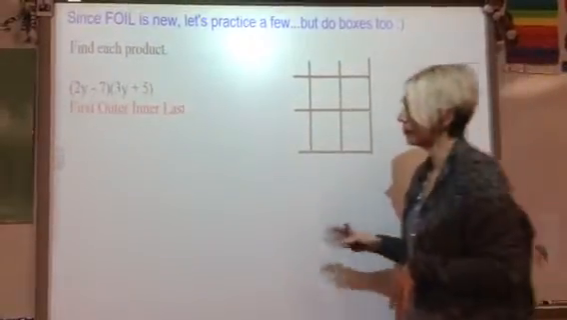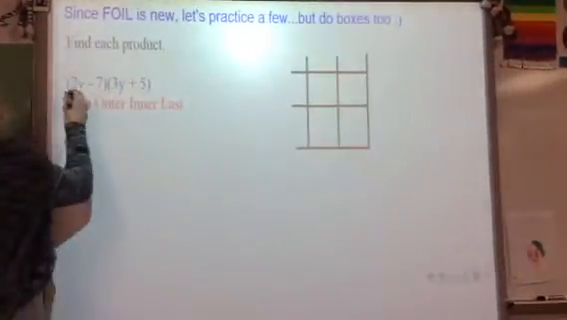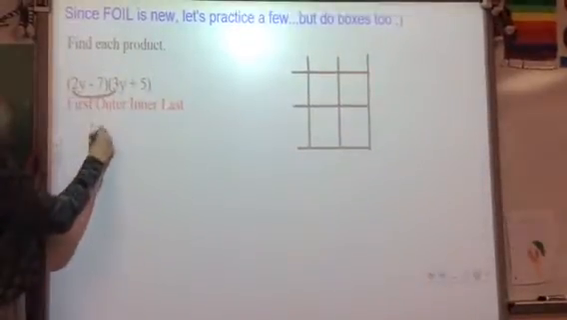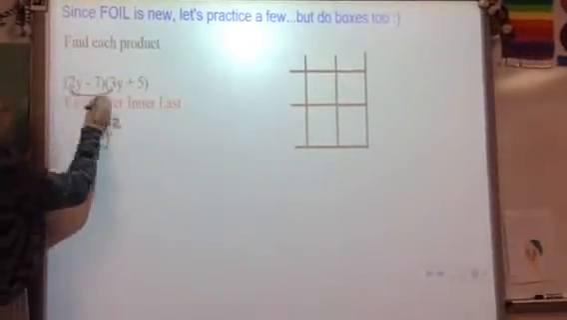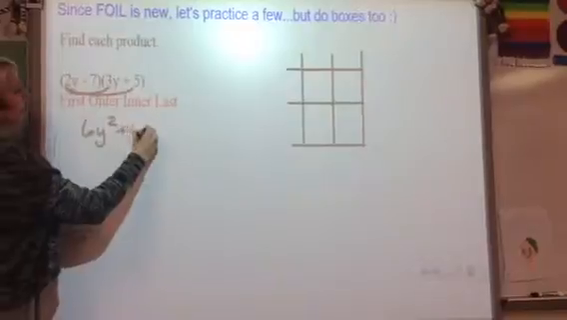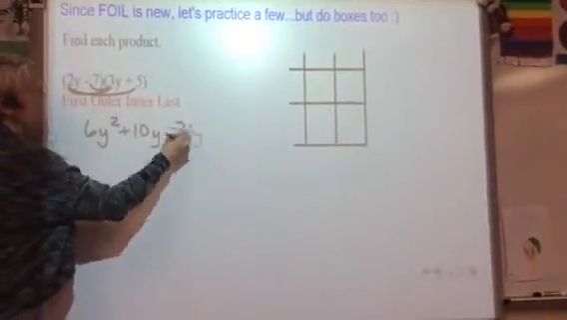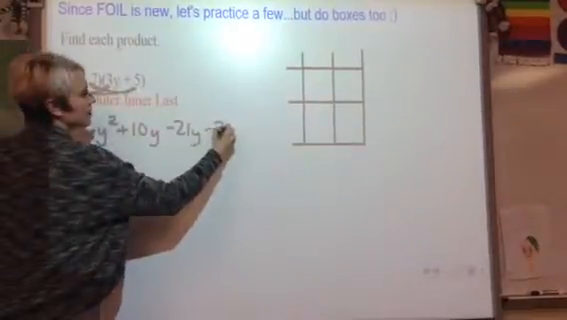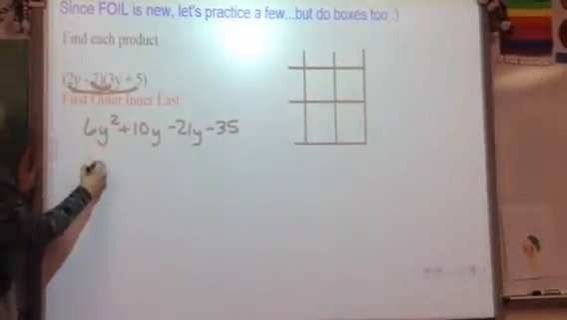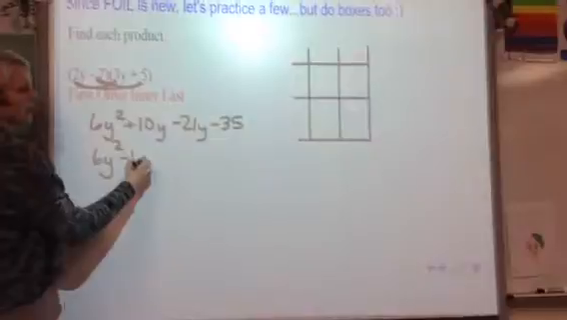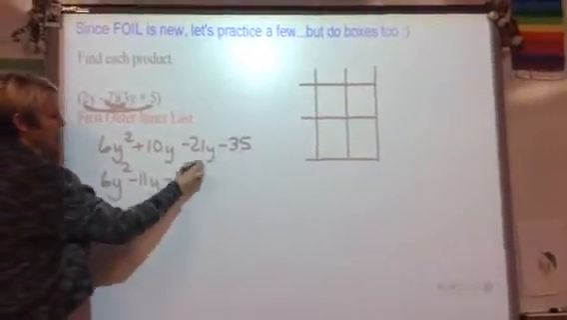Let's try another. We're going to start with FOIL. 2y times 3y is 6y squared. Outer, 5 times 2y. Inner, negative 7 times 3y. And last, negative 7 times 5. Gather like terms, so you have 6y squared minus 11y minus 35.